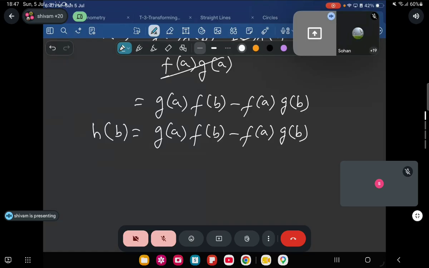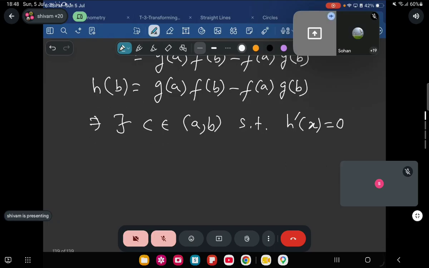h of a and h of b, we have got it, everyone. This implies we can use Rolle's theorem on h of x. This implies there exists some c belongs to (a, b) such that h dash c is equal to 0. Now you are going to get the result.